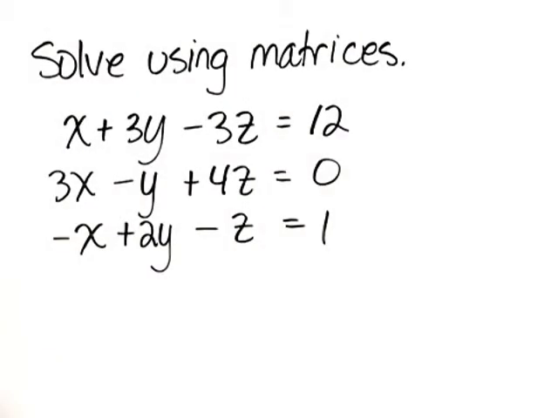Solve using matrices. x plus 3y minus 3z equals 12. 3x minus y plus 4z equals 0. Negative x plus 2y minus z equals 1.